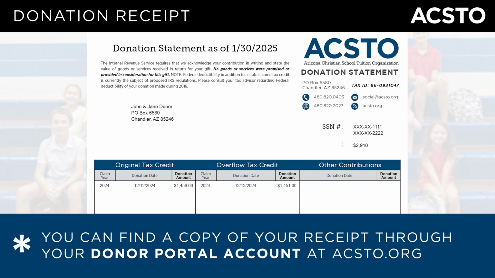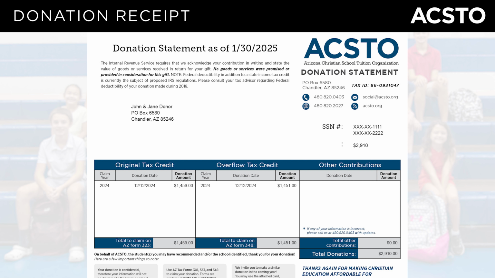Before we get started, make sure you have your ACSTO donation receipt. You can find a copy of your receipt online through your donor portal account at acsto.org. If you do not have a donor portal account, a receipt was mailed to you. Our receipts will only show donations you intend to claim for the listed tax year, and it's divided by the original tax credit, the overflow tax credit, and other contributions.